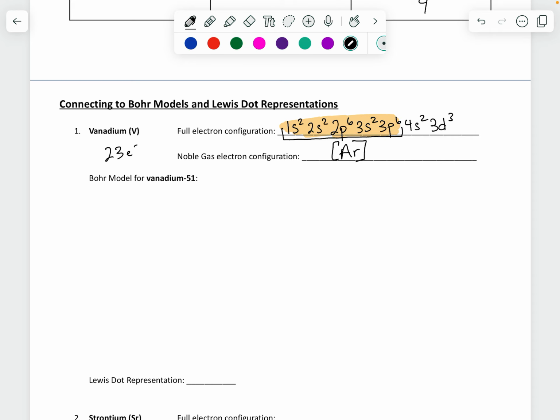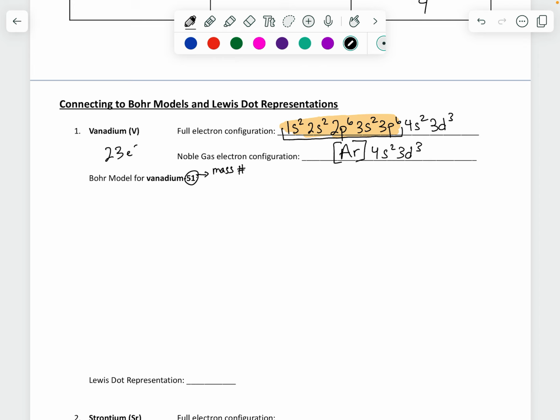And we do use brackets, not parentheses. That is just notation. And then we tack on the 4s2 and the 3d3. All right. Now, let's draw this out as a Bohr model. And I tell you it's 51, so we know how many protons and neutrons should go into the nucleus. So this, remember, is the mass number, or the atomic mass. It is not the average, it's just an isotope that we're looking at.